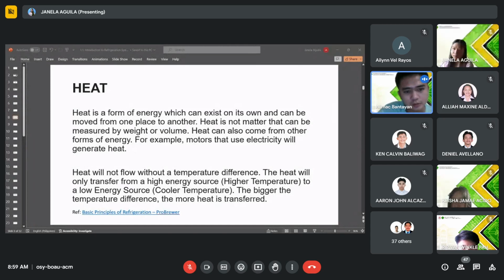Based po dun sa ating explanation, heat pumupunta siya sa mga malalamig na temperature. Yung maling concept po nun is pumapasok po yung init sa isang closed room, kaya po nafe-feel natin na nawawala yung lamig. Pumapasok po yung init sa room with air conditioning, and that's the flow po nating heat na nagmo-move from high temperature to low energy source. Yun lang po yung basic knowledge po with regards sa heat.